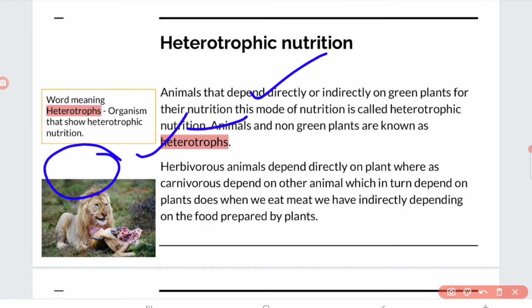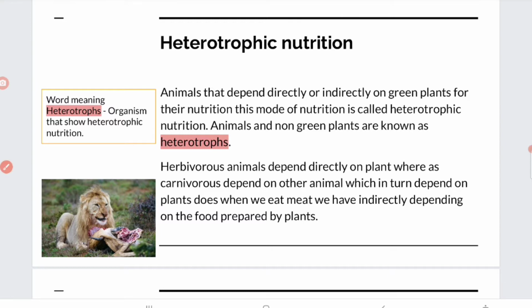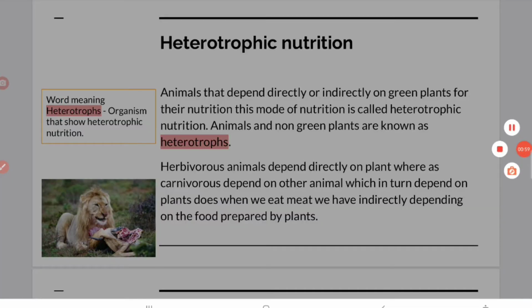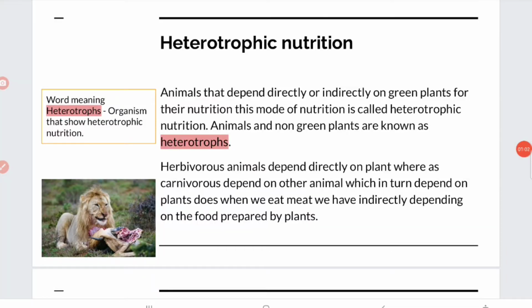So we learned in the first session of this video that heterotrophs are those that depend on autotrophs or other heterotrophs for their nutrition, and can be dependent on autotrophs directly and indirectly for their food. So, how are heterotrophs dependent directly or indirectly on autotrophs?